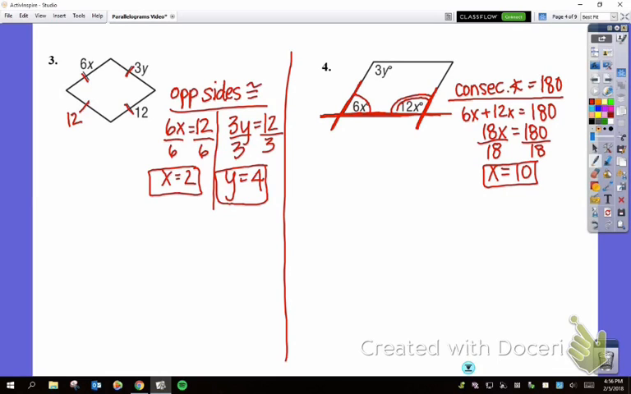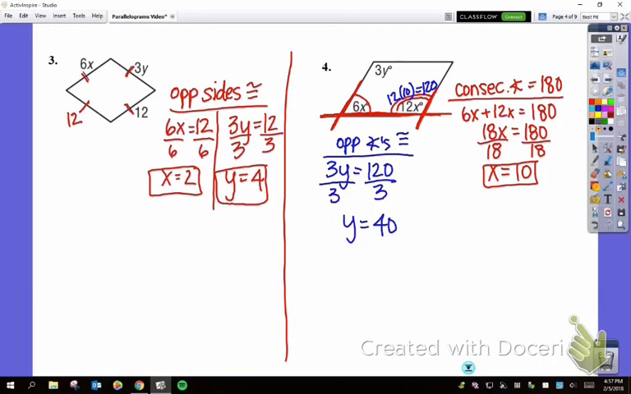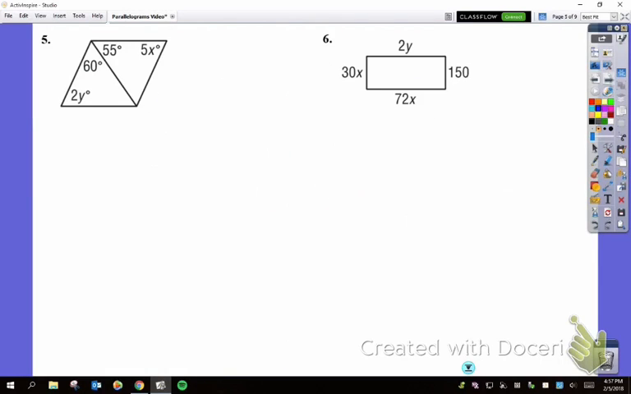Now, we said at the beginning that 3y and 12x are opposite angles, and that opposite angles are equal. So now we know that opposite of 3y is 12x, and 12 times 10 equals 120. So we could say that 3y equals 120, divide by 3, and we end up with y equals 40. Okay? Hopefully you're kind of seeing how this works and getting the gist of what's happening.